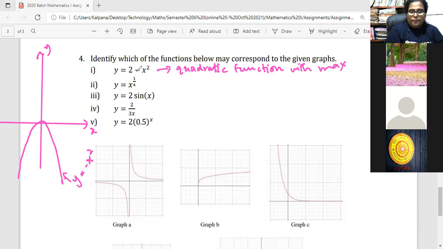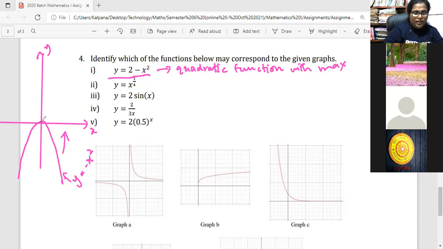So what happened to the first part of this equation? The quadratic function y equals minus x square is shifted by 2 units to the upper side. I think in your lecture notes you have learned these cases. Right, so when you are taking y equals 2 minus x square, it means you have to shift the y equals minus x square graph by 2 units.